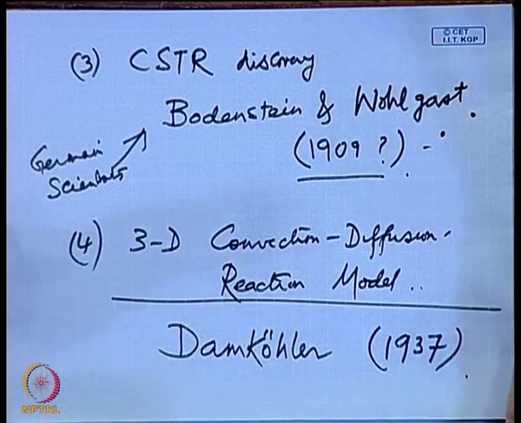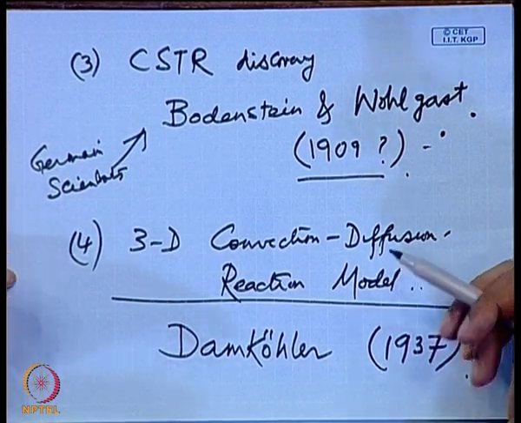And then he talked about the 3D convection diffusion reaction model. He talked about simplifications of it. He showed how the PFR model actually comes out of the 3D convection diffusion reaction model under certain circumstances or certain assumptions, such as axial diffusion being negligible and so on. So this was a breakthrough paper. Damkohler's paper of 1937 was one of the greatest papers ever written in chemical reaction engineering, and it's a great review of everything that was going on. And so he talked about the axial dispersion model, not just the CSTR model, the axial dispersion model also.